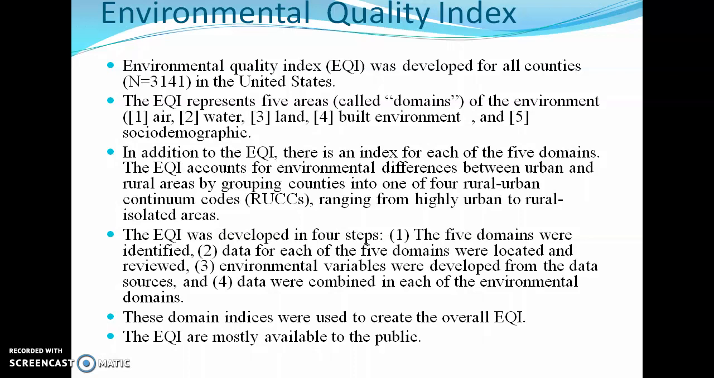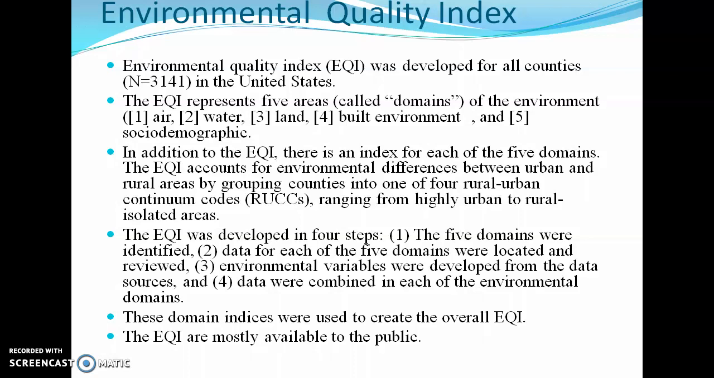Socio-demographic means it is a combination of social and demographic areas. Then next, in addition to the EQI, there is an index for each of the 5 domains. The EQI accounts for environmental differences between urban and rural areas by grouping counties into one of 4 rural-urban continuum codes, that is called RUCC, ranging from highly urban to rural isolated areas.